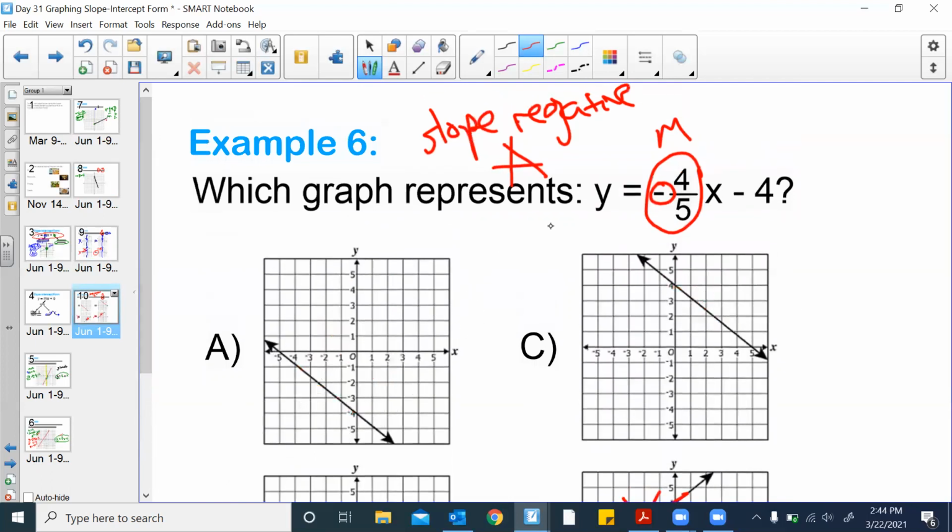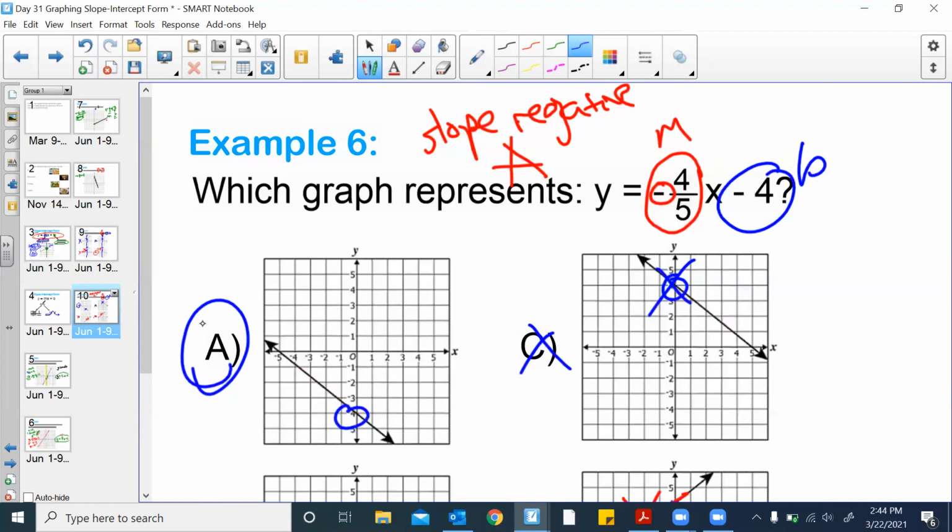Now we're left with two answer choices, and all we have to do is see which one of them has our y-intercept crossing at -4. Well, this is +4, so C's out. Therefore, A is our correct answer. And you really just had to know what type of slope you had, and where your graph crosses the y-axis.